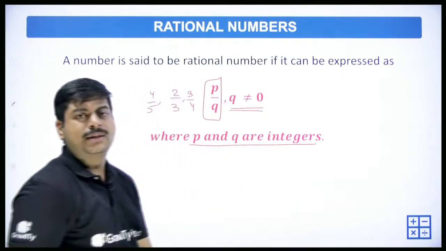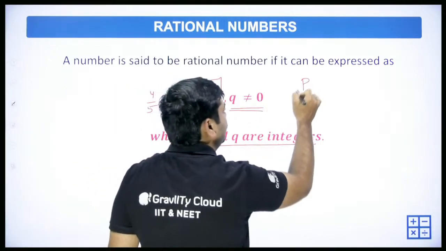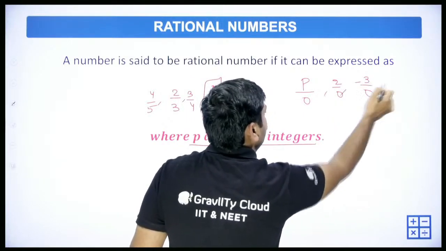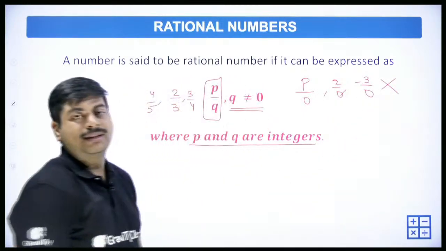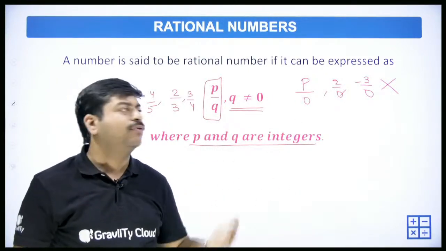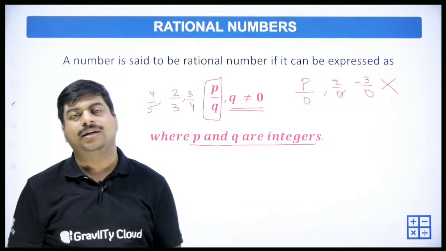What will happen if Q is 0? It will be like P by 0, like 2 by 0, minus 3 by 0. Division by zero is never defined. These are undefined numbers. What is the value of 1 by 0? We don't know. What is the value of 3 by 0? We don't know. These are undefined numbers.